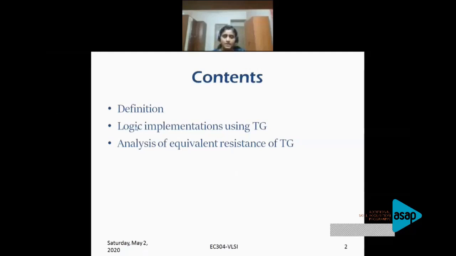Next, we'll see how to implement logic functions using transmission gates, just like how we have seen for pass transistors. After that, we'll see a small DC analysis in which we try to find out the equivalent resistance of a transmission gate. Why that is used and where that is used, we'll see once we finish the initial two portions. Okay, so we can start.